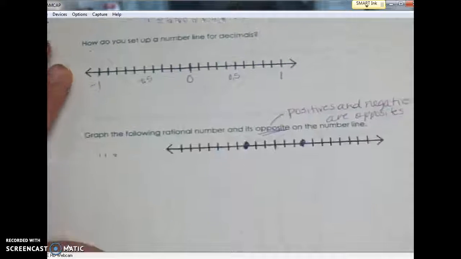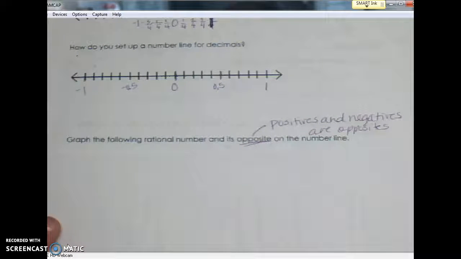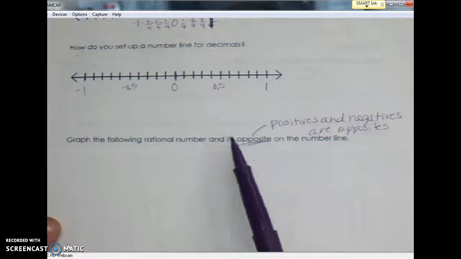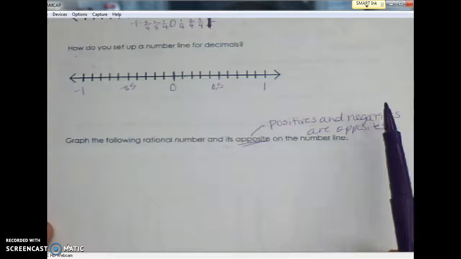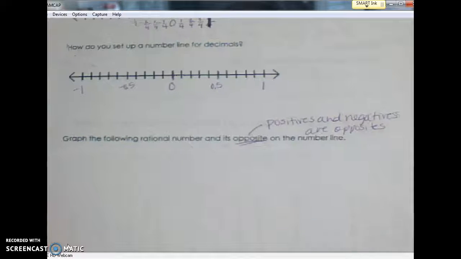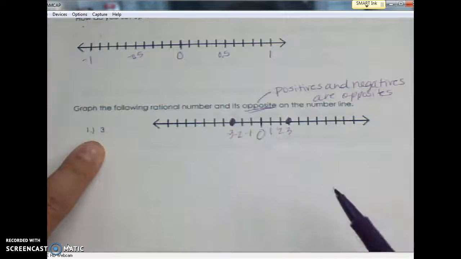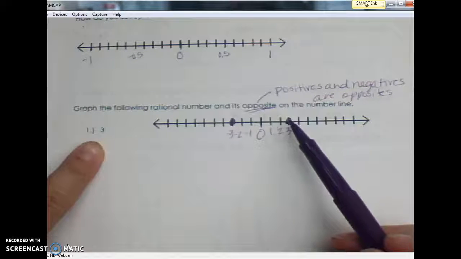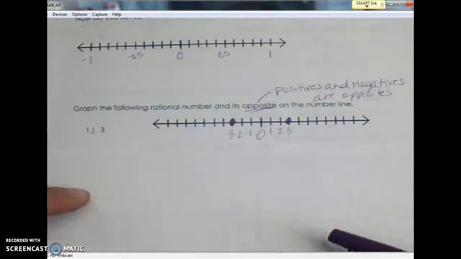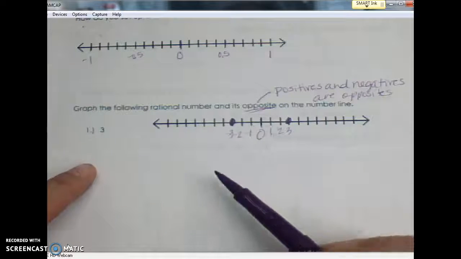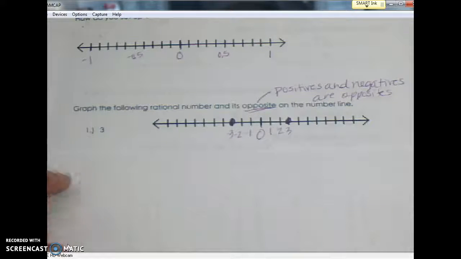As I move down, the directions say graph the following rational number and its opposite on the number line. So in order to know how to graph its opposite, when we talk about opposites in math, positives and negatives are opposites. So if I wanted to graph 3, I'd put 0 in the middle of my number line, and I would graph 3 and -3. If you need to pause at any time during this video to do the problem along with me, go ahead. I'm going to go ahead and move through, and you just pause the video as needed.